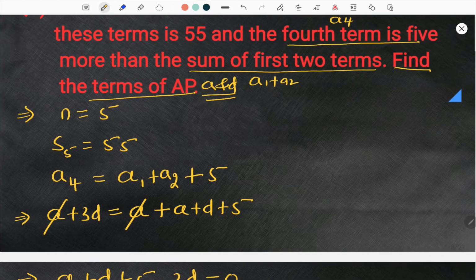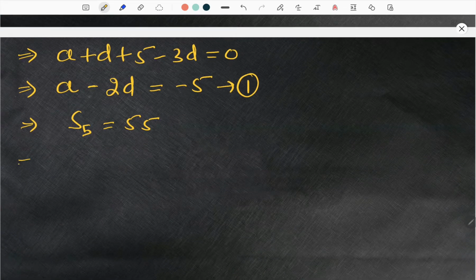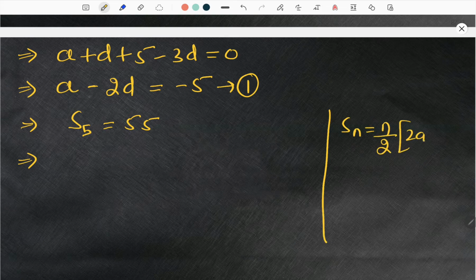Now similarly, I have another equation. What is that? Sum of these 5 terms is 55. Let us make use of that. So sum of 5 terms, S5 is equal to 55. What is the formula for S5? Sum of n terms. If you are getting confused, you can write here: Sn is equal to n by 2 bracket 2a plus n minus 1 into d, right? So this is the formula we know.